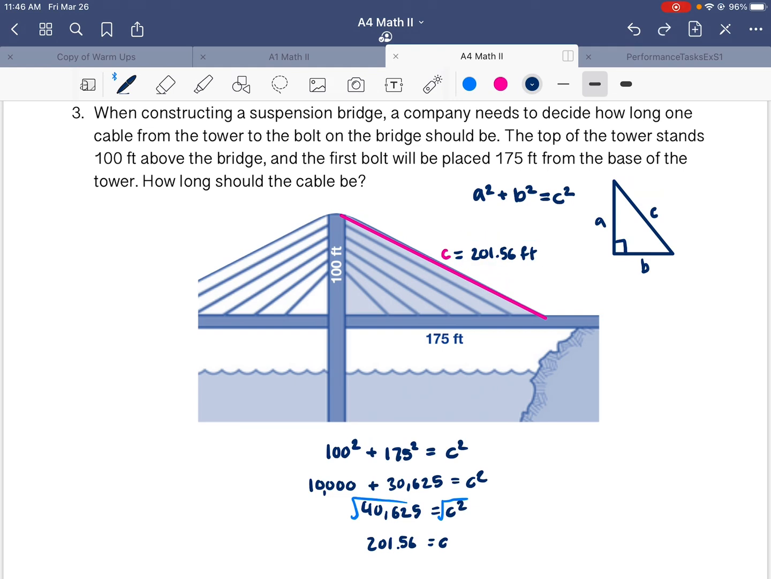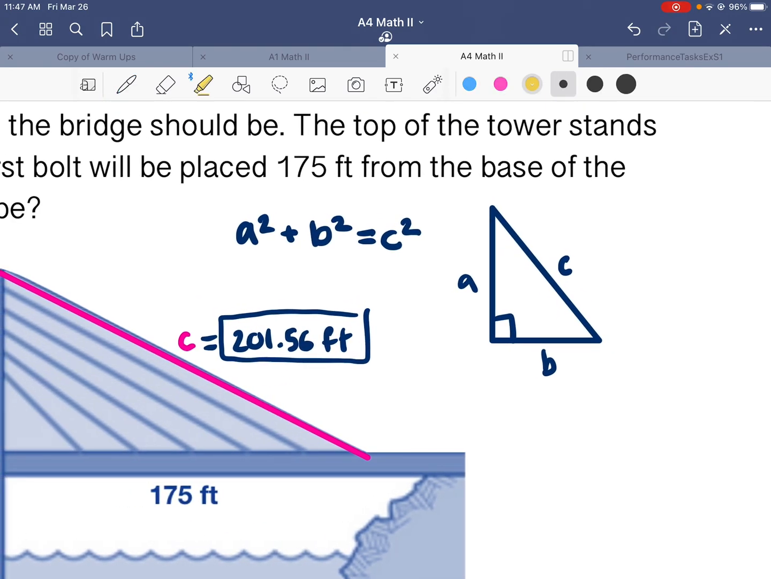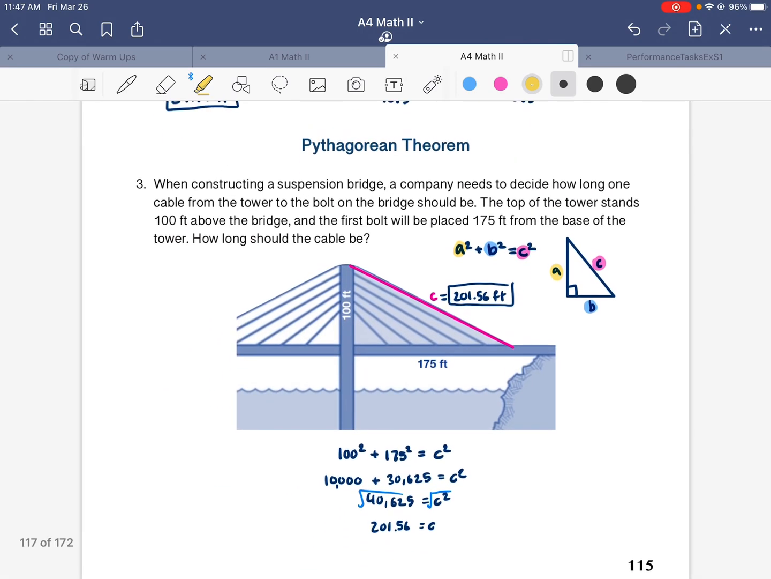Pythagorean theorem is truly useful a lot of the time, so it's a good thing to remember and keep in your brain. A squared plus B squared equals C squared. I'll just highlight it just for fun. A and B. You know what? I take that back. I'm going to highlight C pink because I drew it pink on the bridge. There we go. Good.